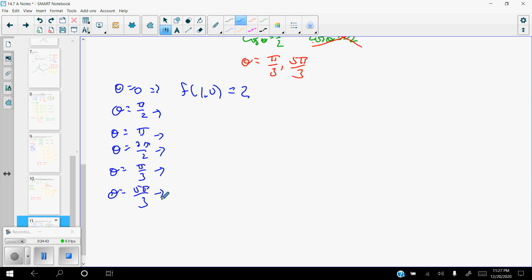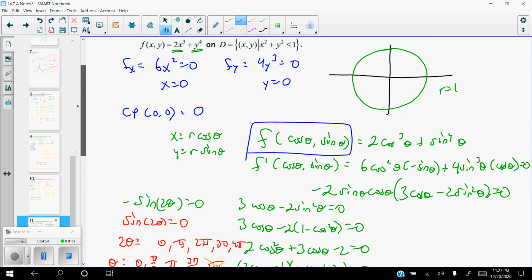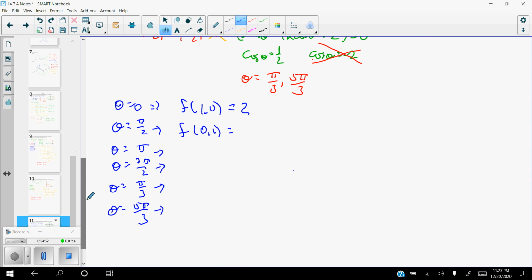All right, so if we plug in pi halves, you're going to get a function of 0, 1. Plugging 0 and 1 back in, we are going to get 1. Okay, I'm going to try not to keep scrolling up and down here because that's wasting time. If you plug in pi, you're going to get negative 1, 0. And that is going to give you negative 2 when you plug it in. If you plug in 3 pi halves, you're going to get a function of 0 comma negative 1. Plugging that in gives you positive 1.